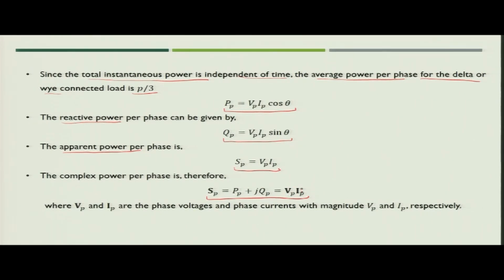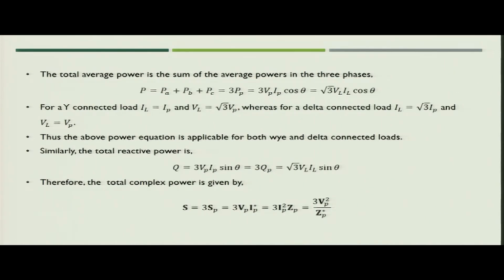In this case, Vp and Ip are the phase voltages and phase currents, and Vp and Ip are the magnitudes of the phase voltages and currents. Now, for a 3 phase system, the total power P is 3 times the power in each and every phase. You can write 3 Vp Ip cos theta. If you convert phase voltages into line voltages, you will write Vp as VL by root 3, and in that case you can write the total power in terms of line voltage and line current as root 3 VL IL cos theta.